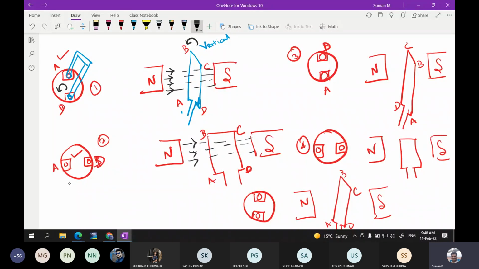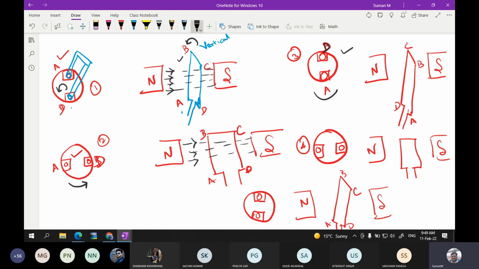Then again, if this rotor is rotating another 90 degrees, this one would have been reversed. You can see here that the D has come to the top now and A has come to the bottom now. Now the conductor can be looking like this. Here you can see that AB is at top. Here you can see that AB is at bottom. Now CD has come to the top.